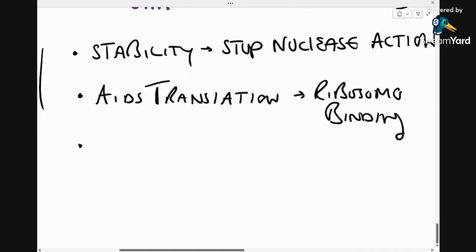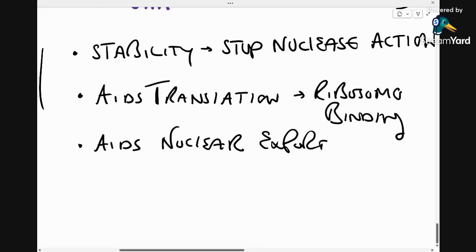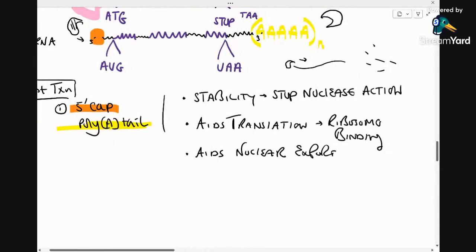And the third thing is actually getting it out of the nucleus in the first place. So it aids nuclear export. Getting the RNA out of the nucleus.